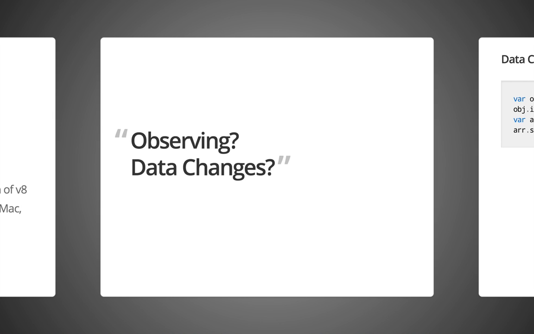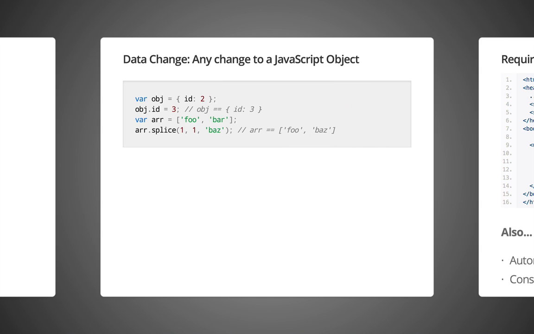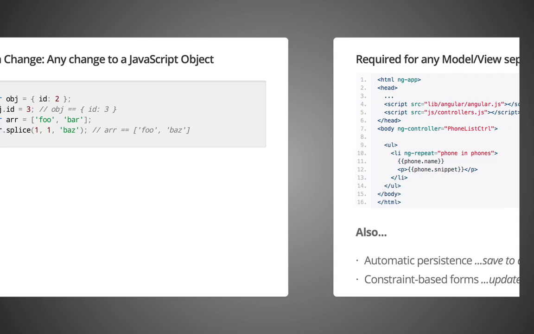So what are we observing this time? What we're observing is changes to JavaScript data objects. We want to know when properties get added, changed, deleted, when arrays have elements spliced in and out of them, and so on and so forth.